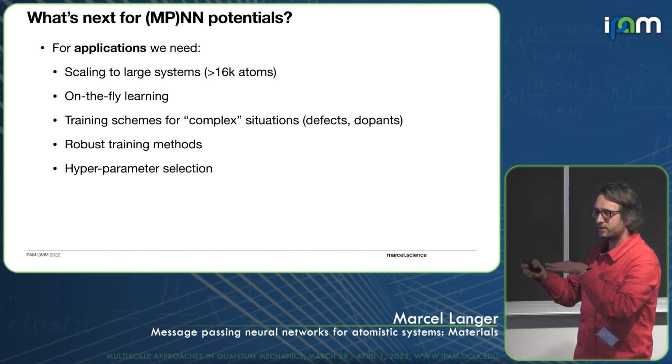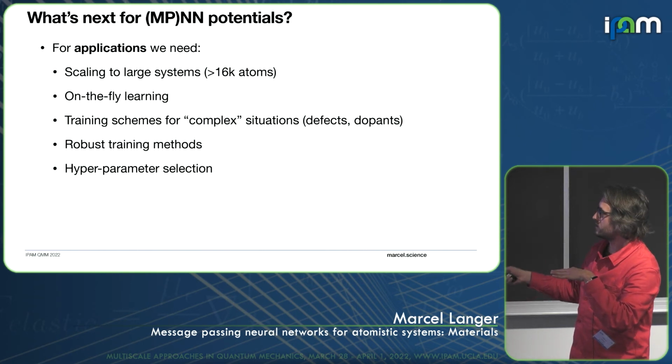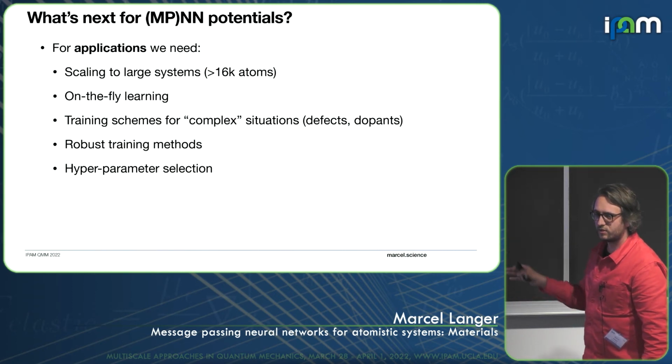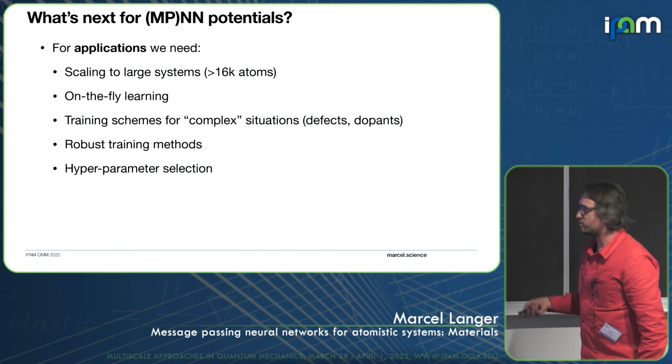Right? I mean, it's always a bit of a difference whether your asymptotic scaling behavior is good or whether your implementation is actually able to do it. So that is something where I think work needs to be done. At the moment, on one GPU with SchNet, you can do maybe 16,000 atoms, 20,000 atoms. I think this can be pushed much more.